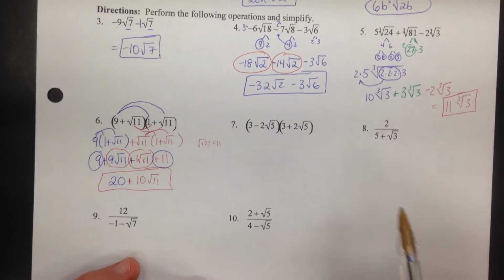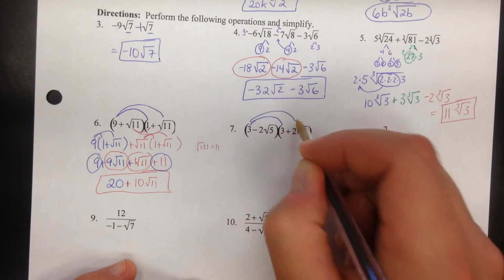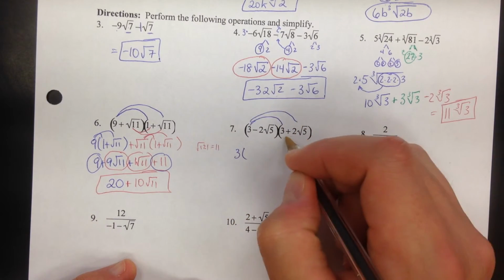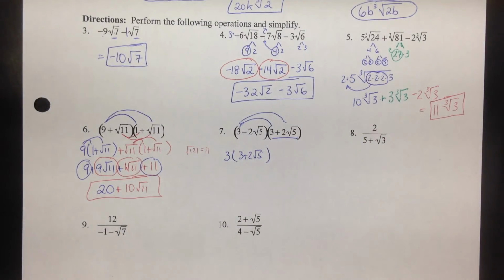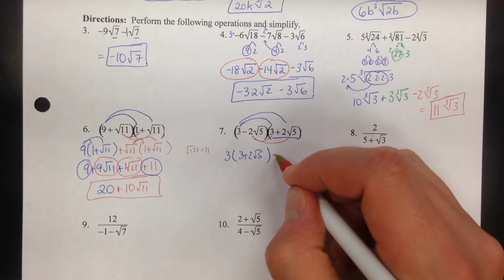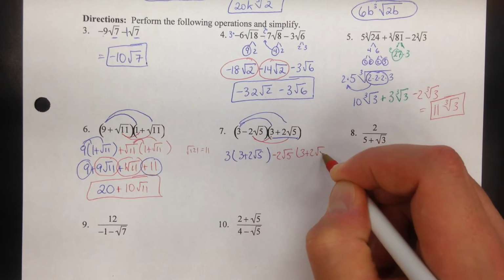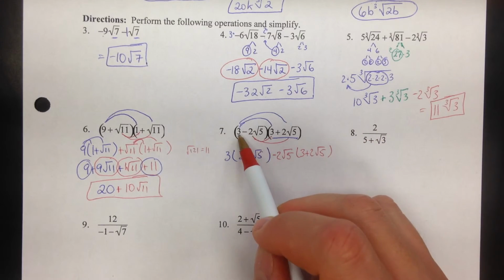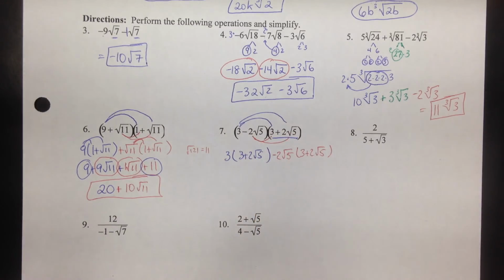Number 7, we're going to do this again, this process. So the 3 is going to multiply this parentheses 3 plus 2 square root 5. And then minus 2 square root 5 is also going to multiply. We call this double distributing. You're taking both terms in the first parentheses and you're multiplying them by everything in the second parentheses.